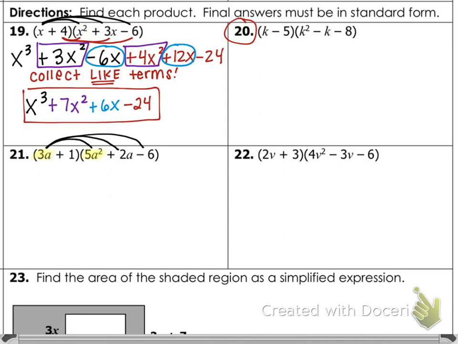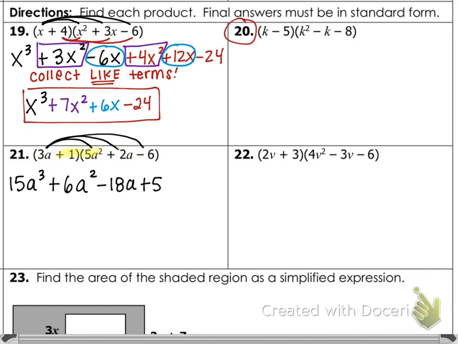So again, we have 3a times 5a squared. So 3 times 5 is 15. A times a squared. How many a's do we have total now? We have a to the third. Okay. 3a times 2a. Well, 3 times 2 is a positive 6. A times a is a squared. And then we have 3a times negative 6. So 3 times negative 6 is negative 18, and we have an a because of that a. So 3a times negative 6 is negative 18a.